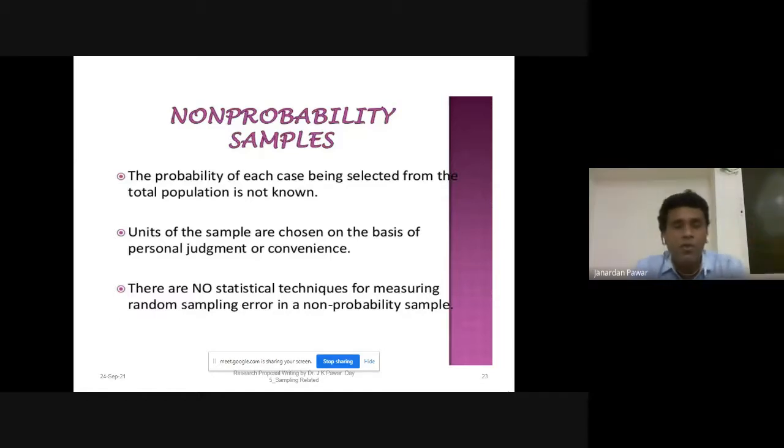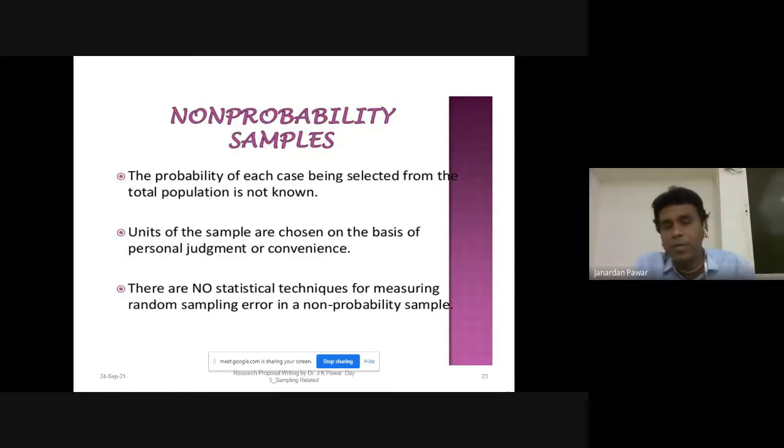See, suppose the University of Pune has decided to take teachers for question paper setting. I will give you one example here. They have decided to take teachers from Pune or around Pune, and now they have decided to go for non-probability sampling while selecting the teachers. So they thought about convenience. Instead of calling people around Pune who are not residing in Pune, they thought to call only those who are residing in Pune. So that is called convenience-based sampling.